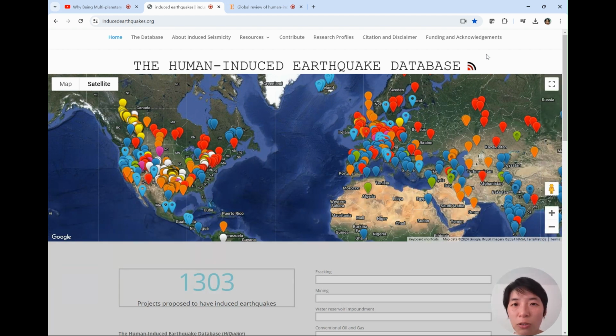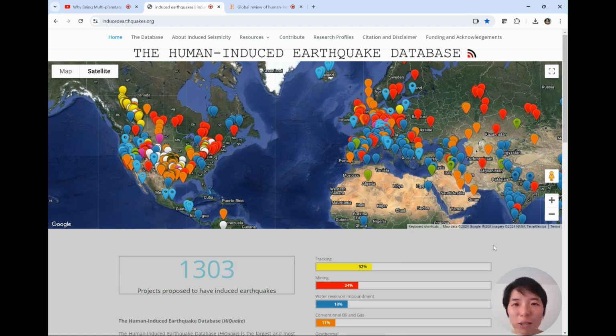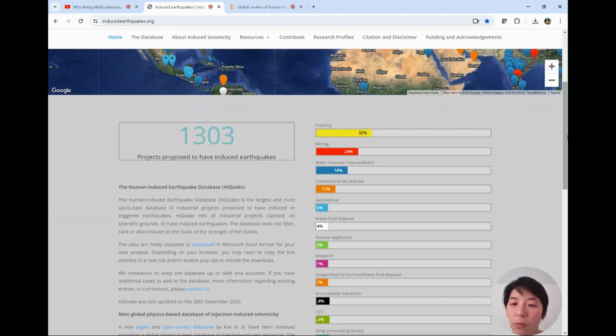1,303 earthquakes so far. And you can see that all of these earthquakes are color coded by some kind of cause. The top three causes for these human induced earthquakes are fracking, which is a way of injecting fluids into rocks so that there could be more of a fracture in order to extract oil and gas from the Earth's subsurface, mining of different kinds of minerals, and water reservoir impoundment.